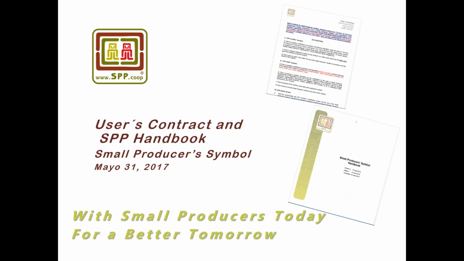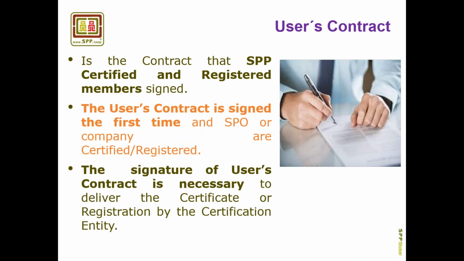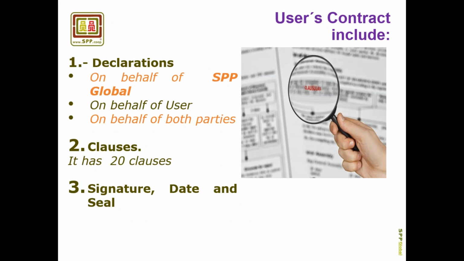They are documents also. The user's contract is the contract that SPP certified and registered members signed. The user's contract is signed the first time an SPO or company is certified or registered. The signature of the user's contract is necessary for the certification entity to deliver the certificate or registration. The contract includes declarations, clauses, and signature, date, and seal.